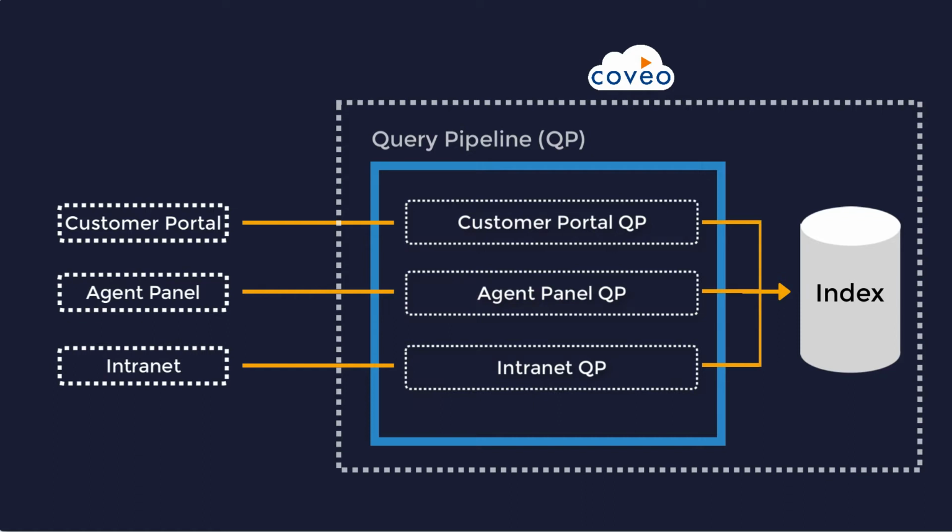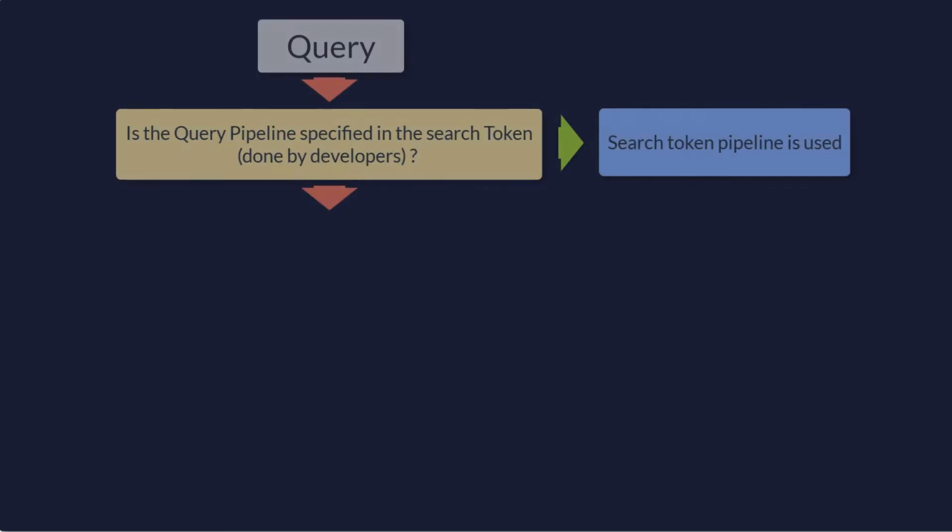But how does the Coveo platform determine which pipeline to choose? Routing is what determines in which query pipeline a query is sent. To do so, the platform uses a four-step process. Number one, is the query pipeline specified in the search token? Just so you know, the current bite-sized learning will not work if the pipeline is set inside the search token. If you're not sure about this, just ask your developer.